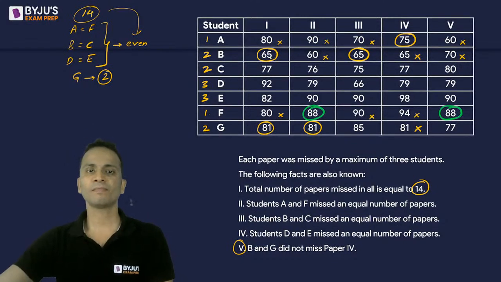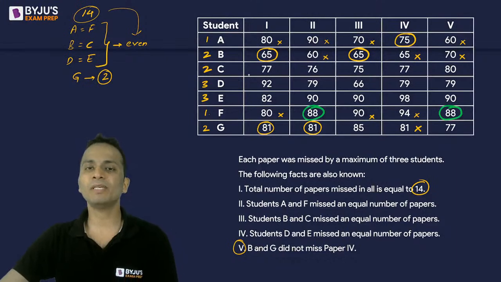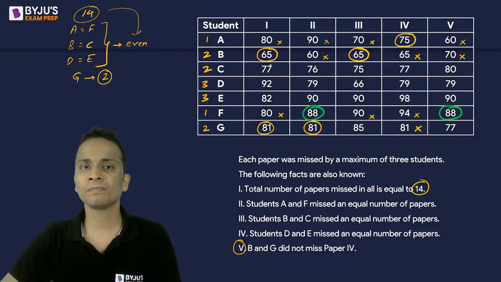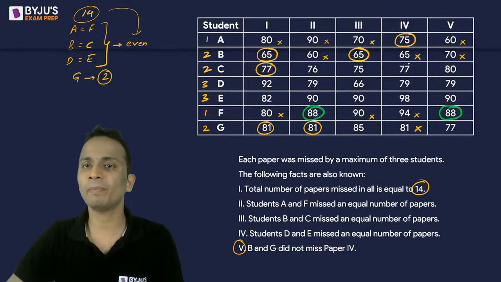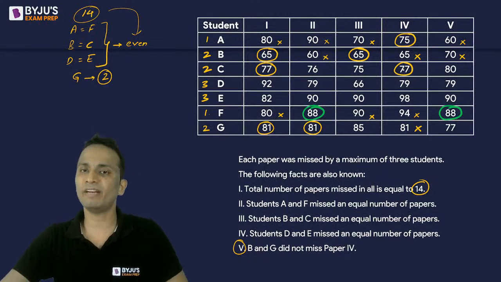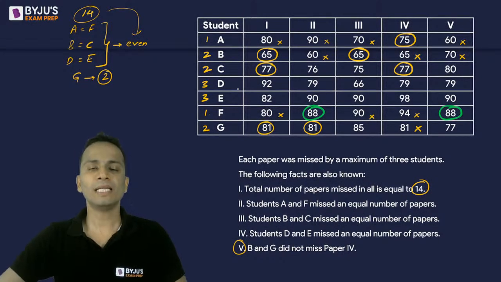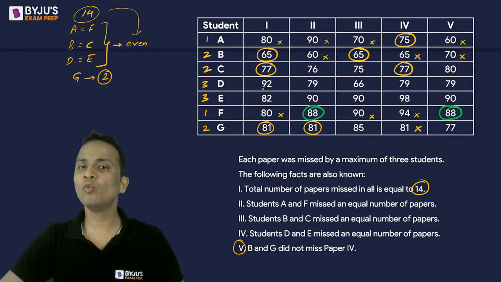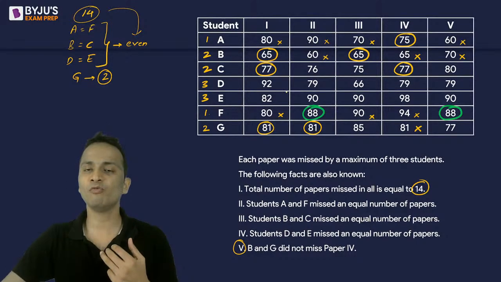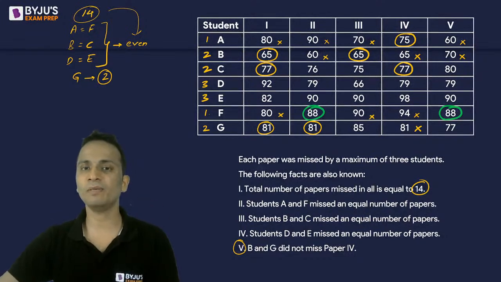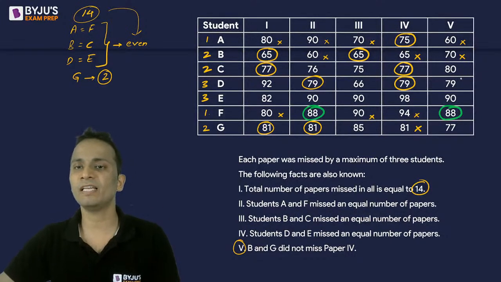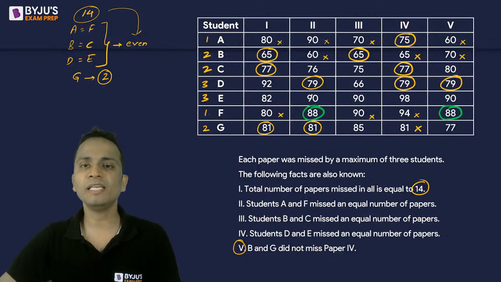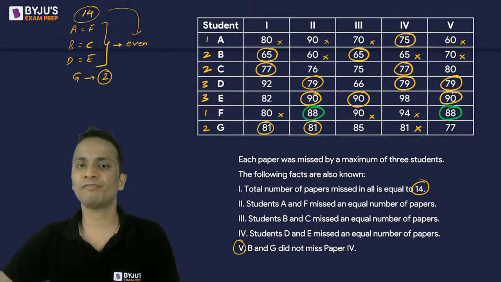It is clear. Talking about C, C will miss those papers in which his marks are equal. There are only two papers in which C has obtained equal marks. That is paper number 1 and paper number 4, 77, 77. Right? Now D, D will miss those papers in which his marks are equal, and these are three papers, 79, 79, and 79. And similarly, E will miss paper number 2, paper number 3, and paper number 5.